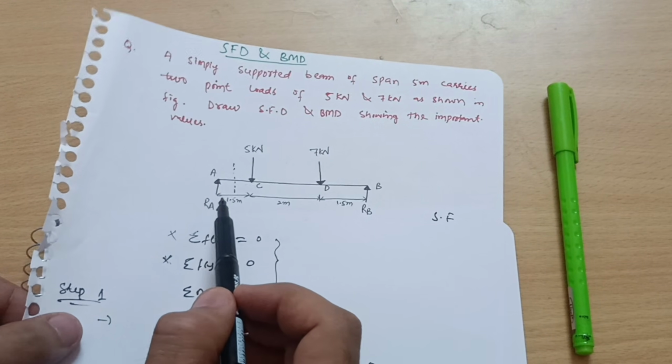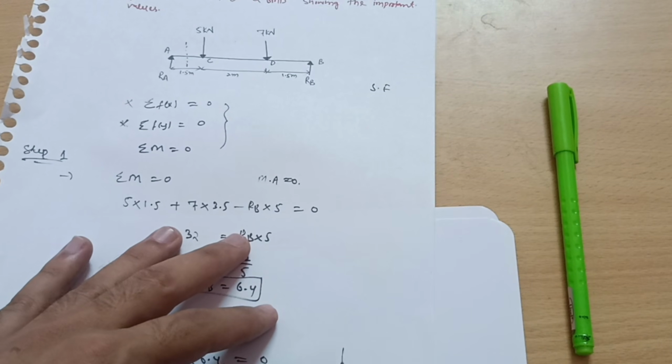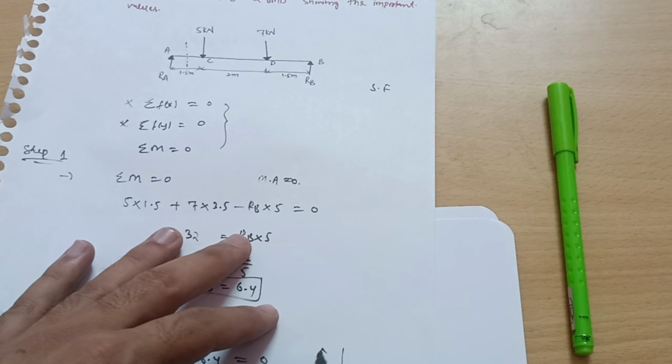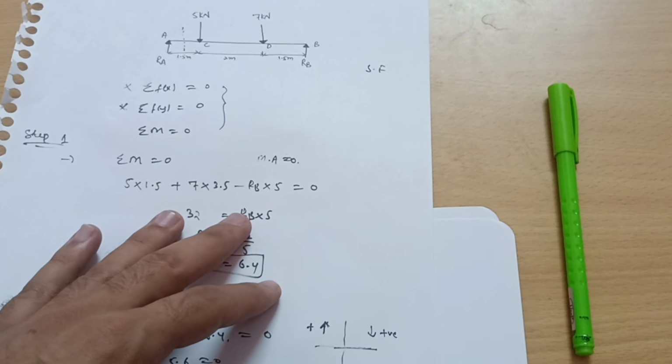So what is the force here? Only RA is the force, and you should remember the rule: suppose this is the section, if force is acting upwards on the left hand side of the section, that is called positive. If it is downwards on the right hand side of this section, that is also positive. This is called positive shear. This is your first case.